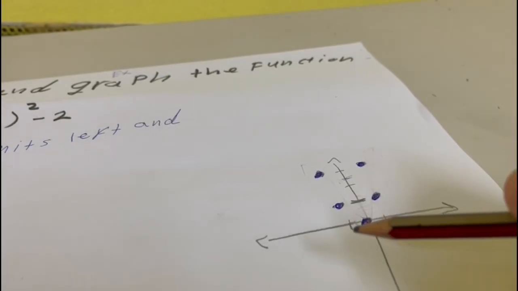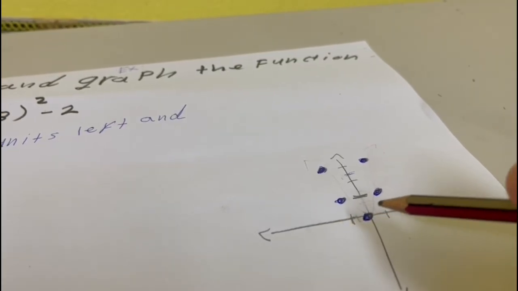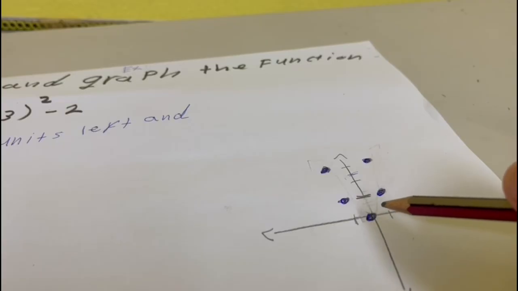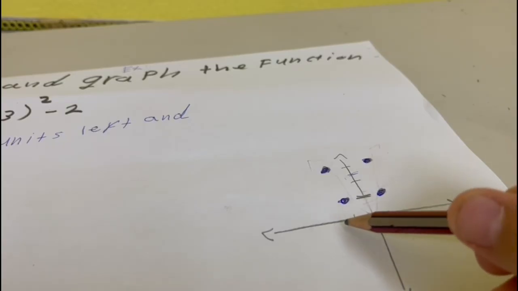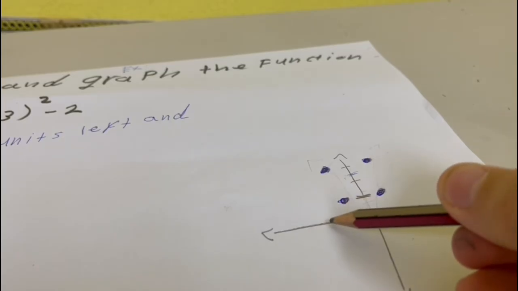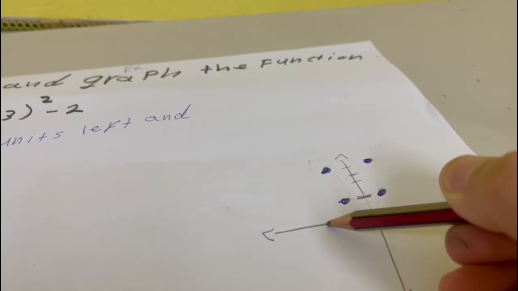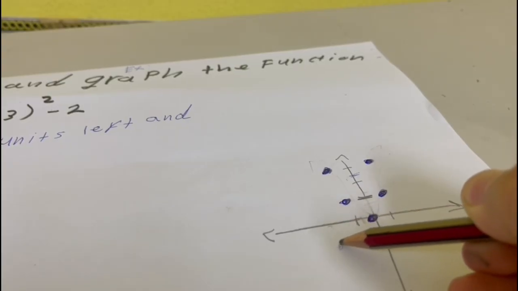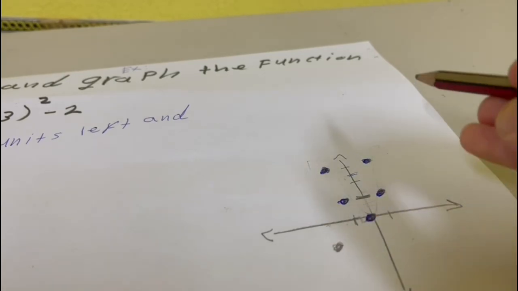Now we start with the point 0. We have 3 units left. We count 3 units left, so 1, 2, and 3 here. And we go down 2 units, 1 and 2. We finished with this point.